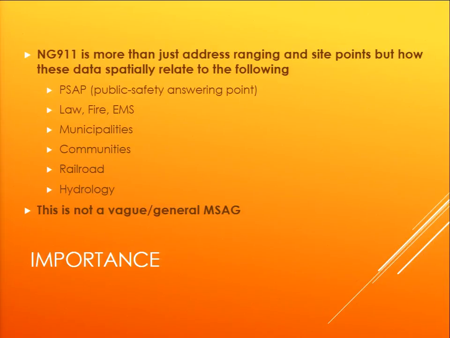More than just address ranging and site points, but now this data spatially relates the following. Of course, your PSAP, fire, law, EMS, also things maybe on a map that the dispatcher or an in-vehicle system needs to see, things like municipalities, communities, railroads, hydrology, etc. Anything to help locate that specific event. And like I said here, this is not a vague MSAG anymore.